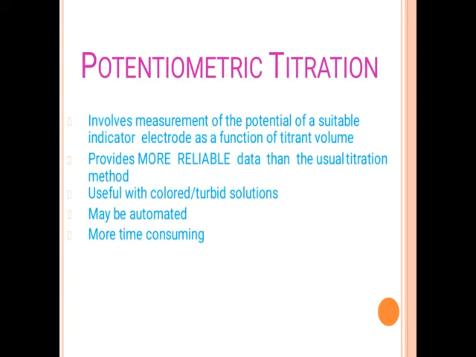Okay, so in potentiometric titration we have to measure the potential using a suitable indicator. We have to use an indicator electrode to determine the potential. As the reference electrode potential is constant, we use a suitable indicator electrode, measuring the potential as a function of titrant volume. It may be automated, though more time consuming, and it provides more reliable data.